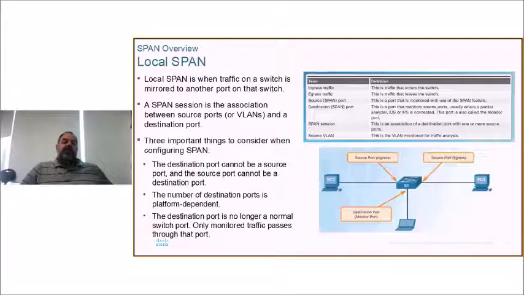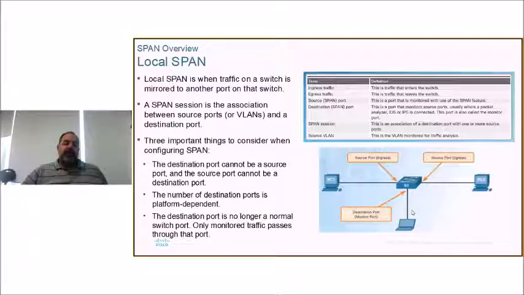And so you can actually do local span ports, which is basically on the one switch. And so, you've got a source port. You've got where the traffic is flowing, so between PC1 and PC2. And we've got this extra monitoring or span port, which is actually getting a copy of the traffic that's going through. And so it's an association between source ports.